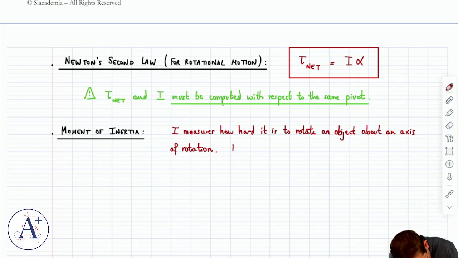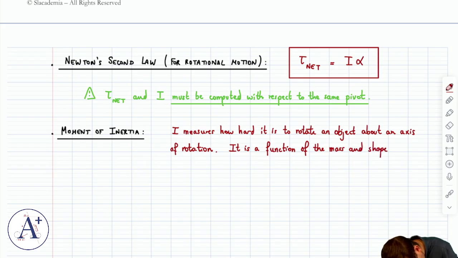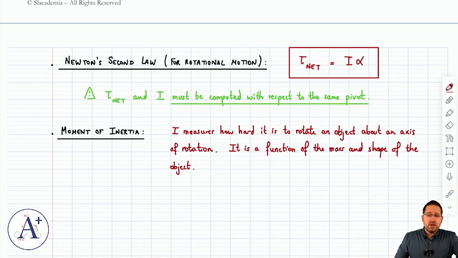Okay, it is a function of the mass and shape of the object. And of course, the greater the moment of inertia, the harder it is to rotate an object. Same idea with mass, right? The greater the mass, the harder it is to move something. That's the principle of inertia. If something is very heavy, you're going to have to put a substantial amount of effort into moving it. It just doesn't want to move.